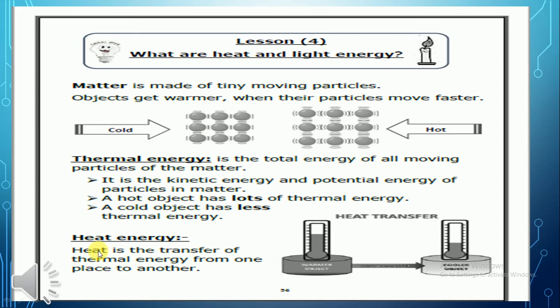Good job. Heat energy. As you see, this is a warmer object and this is a cooler object. Like if this is the soup and this is the spoon. When we put the cold spoon inside the soup, what happened to the spoon? It becomes warm. Why? Because heat is the transfer of thermal energy from one place to another. So heat can travel from one place to another, and from one object to another.